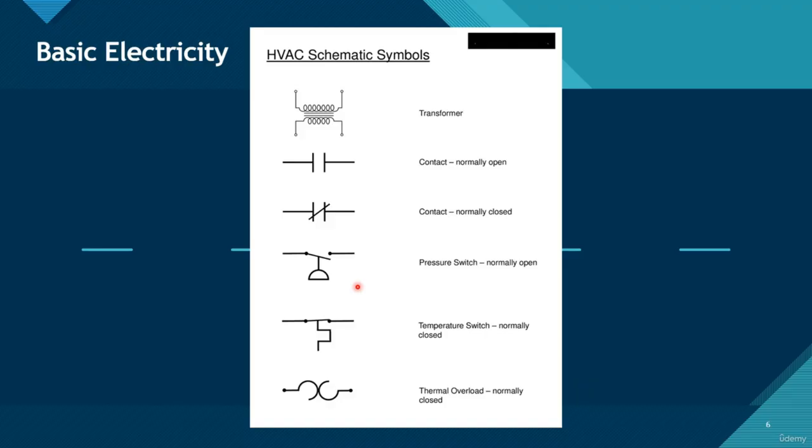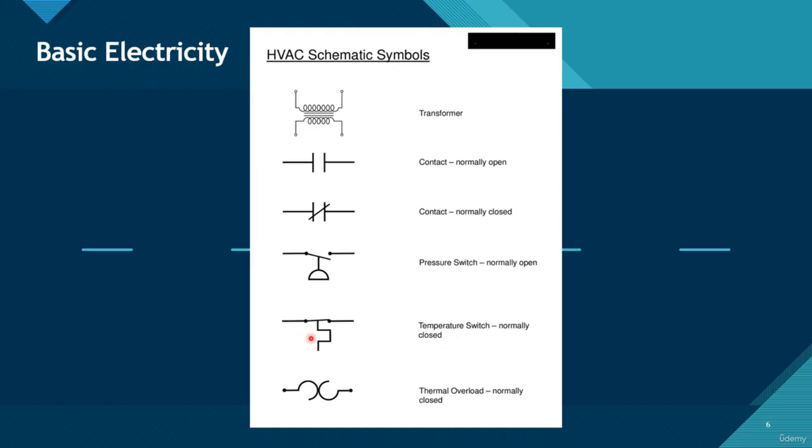Same thing with the high pressure switch. If the condenser fan isn't running, that pressure is going to get sky high, and it will open a high pressure switch, shutting down the condenser as a protection.